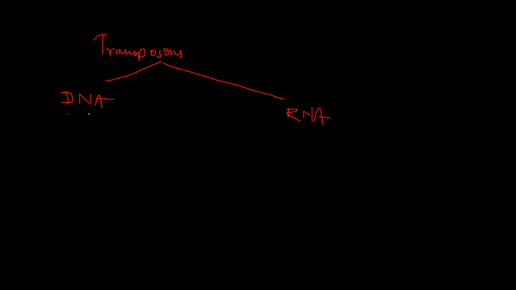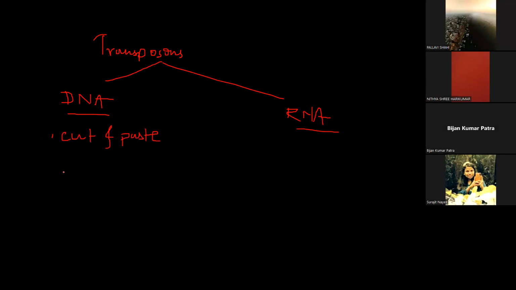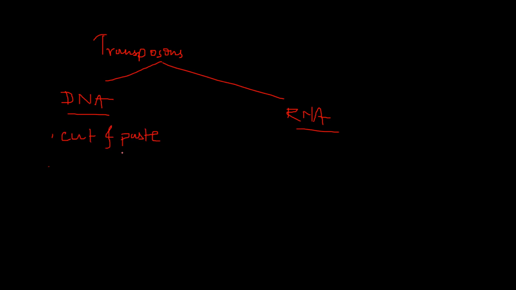So DNA transposon and RNA transposon. DNA transposons work on the cut and paste mechanism. They just cut and follow the paste mechanism. Here, copy number never increases. Please mute yourself. Copy number remains the same within DNA transposon. How it is cut and paste, we will discuss later on, but firstly we will see the RNA transposon.